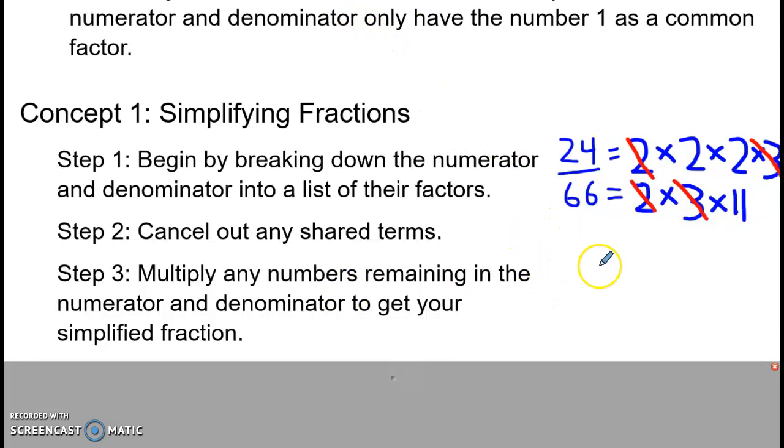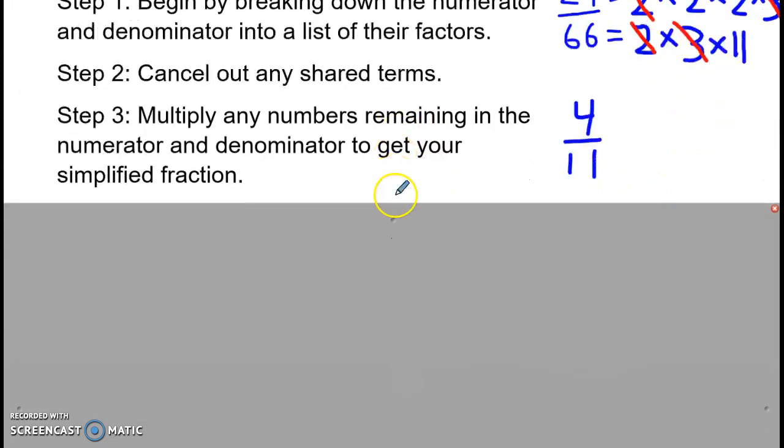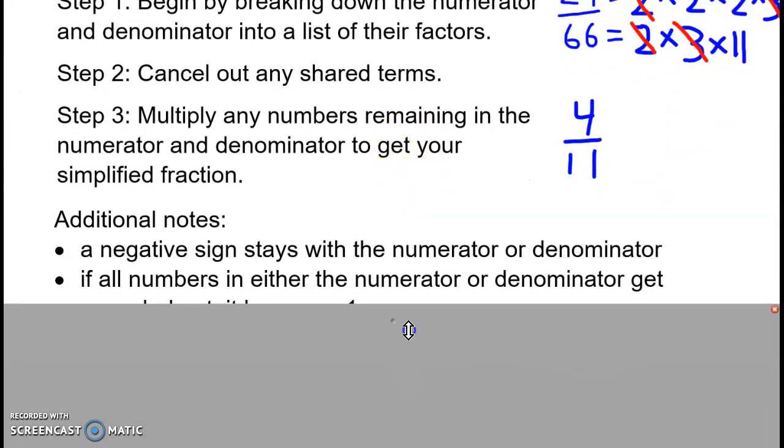and I can rewrite the number that I have left, my simplified fraction, by just multiplying what I have left. So I have 2 times 2, which is going to give me 4 in my numerator, and all I have is 11 in the bottom, so my simplified version of 24 over 66 is 4 over 11. And that's all I have to do. Now there's a couple other cases for this.